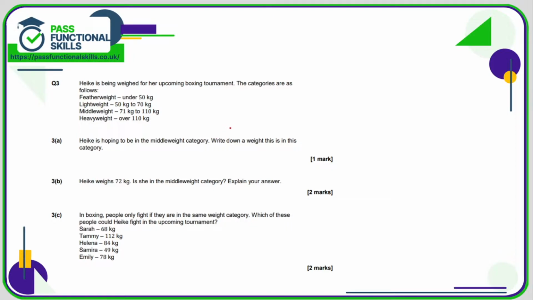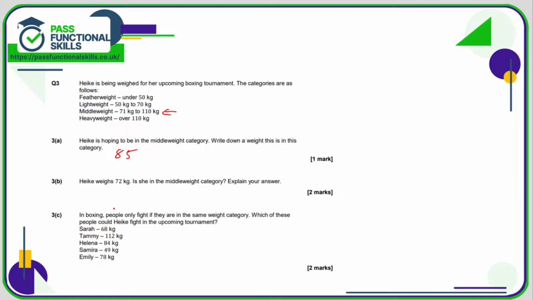Okay, in question number 3, Heike is being weighed for her upcoming boxing tournament, and there are various categories, so she's hoping to be in the middleweight category here. So write down a weight that is in this category. You can write literally any number between 71 and 110, so why not go for 85?